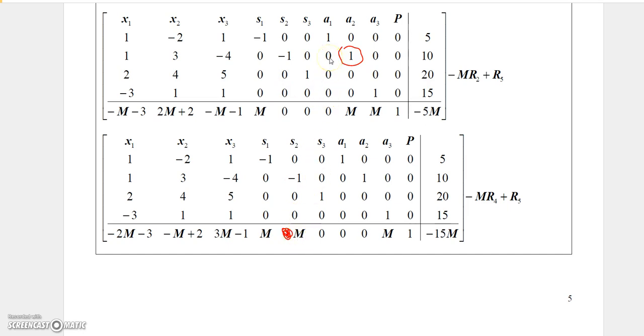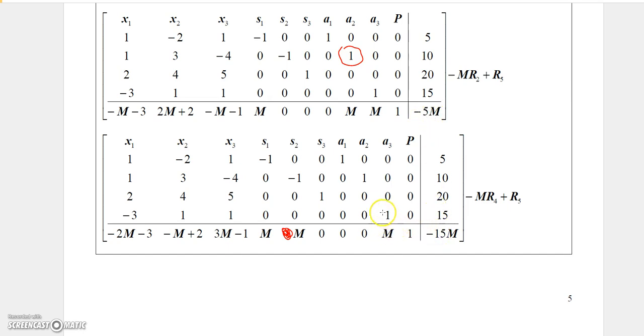And anyway, continuing this, negative m times 0 plus 0 is 0. Negative m times 1 is negative m plus m gives me 0 under the A2 column. And then negative m times 0 plus m gives me m here. Negative m times 0 plus 1 is 1. And then negative m times 10 would be negative 10m. And you add that to this negative 5m, and you get negative 15m.